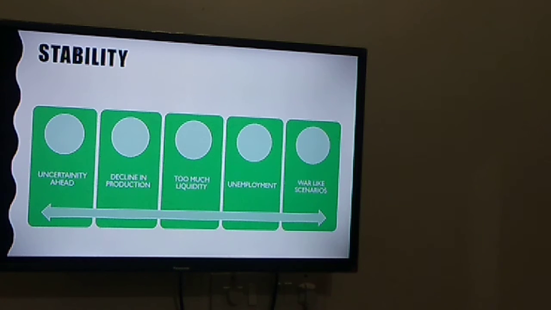Because there is a decline in production, there is too much liquidity, there is a lot of unemployment everywhere, and you will also see war-like scenarios. Now let me explain each and everything. There's a decline in production. Why? Because of the pandemic. Laborers are not coming, and most of the factories have shut down their operations. So that has led to a decline in production, and definitely the stability of the market will be questioned.